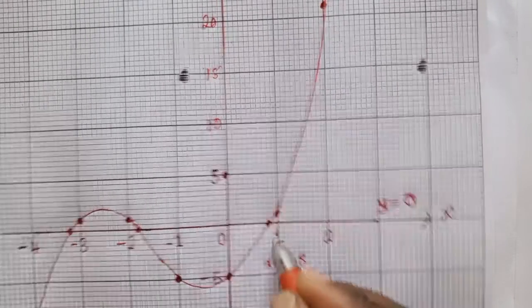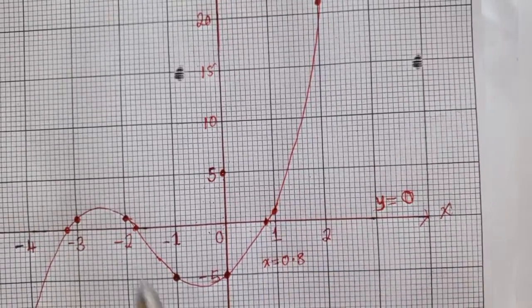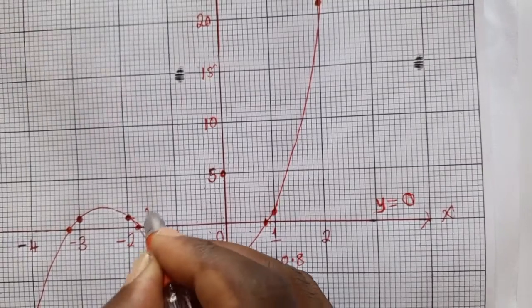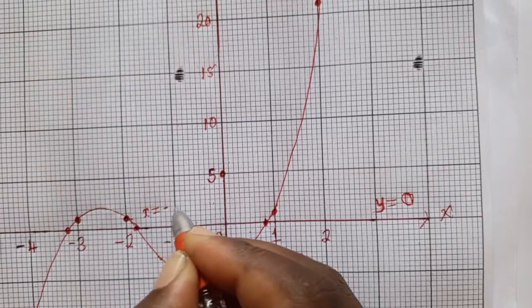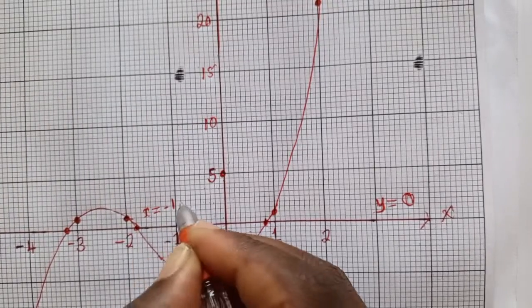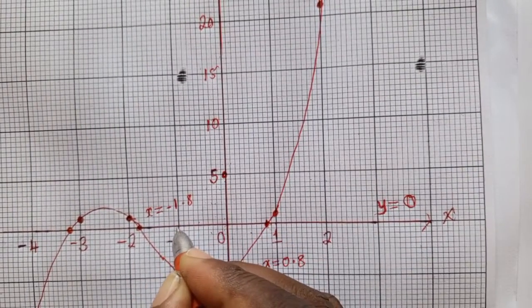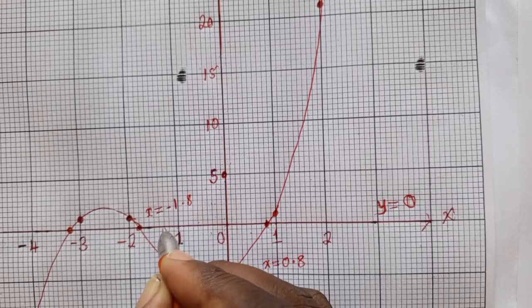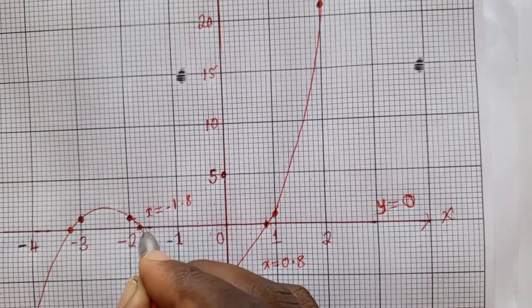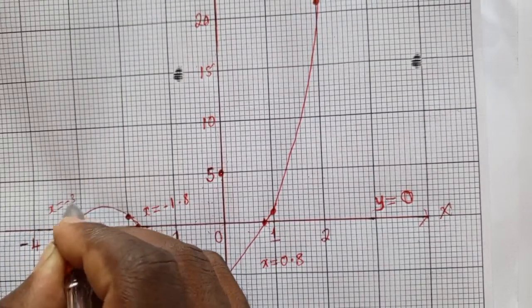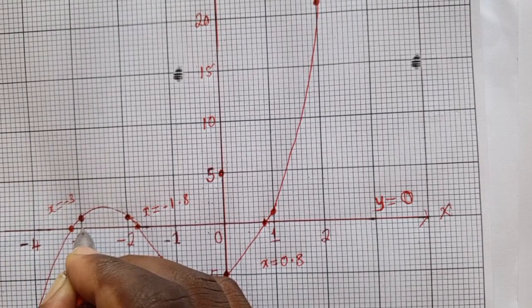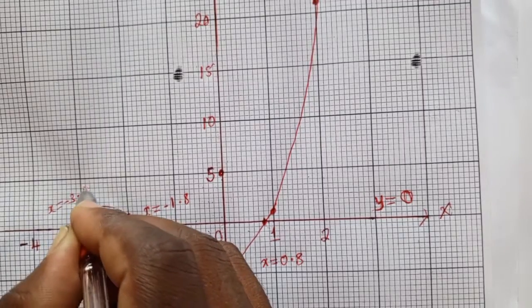So x is equal to 0.8 at this point. What about here? X is equal to negative 1.8, because 1 is here, then 1.1, 0.2, 0.3, 0.4, 0.5, 0.6, 0.7, 0.8. And here it's x is equal to negative 3.2.